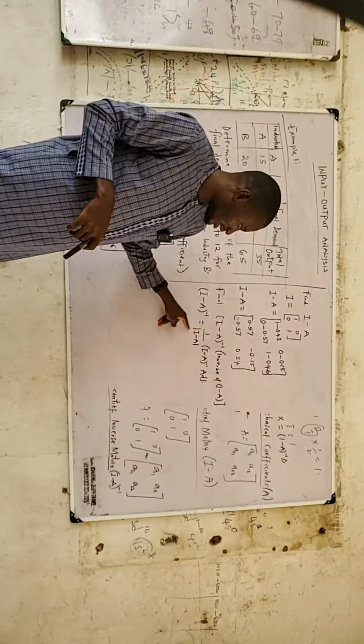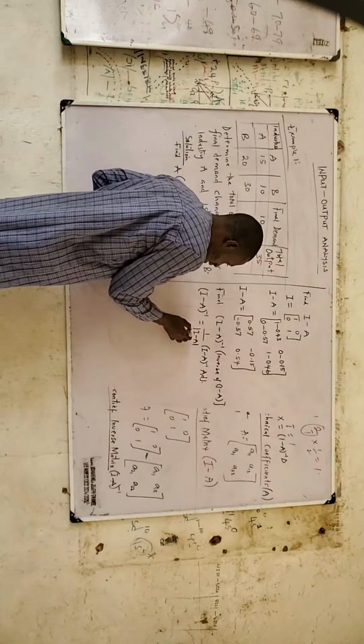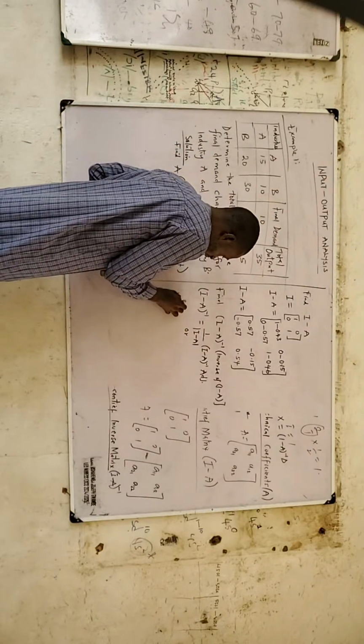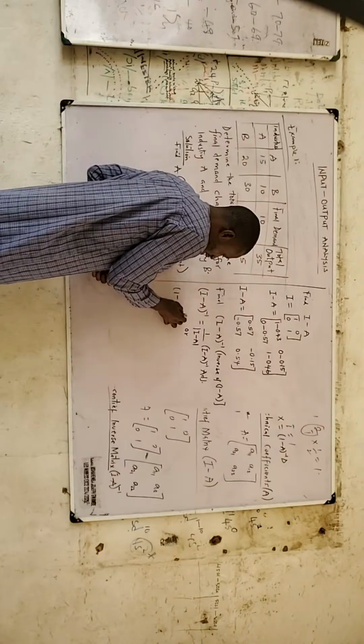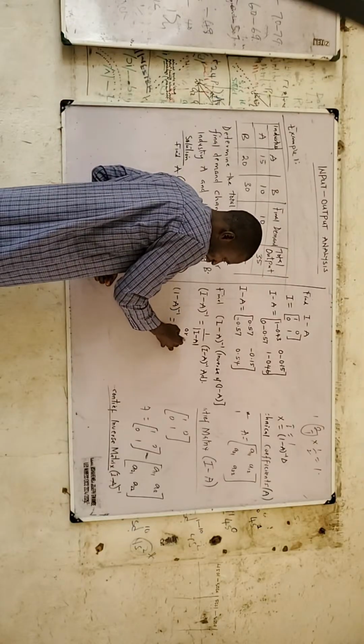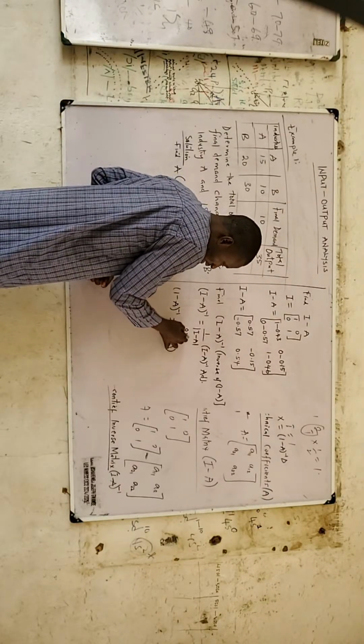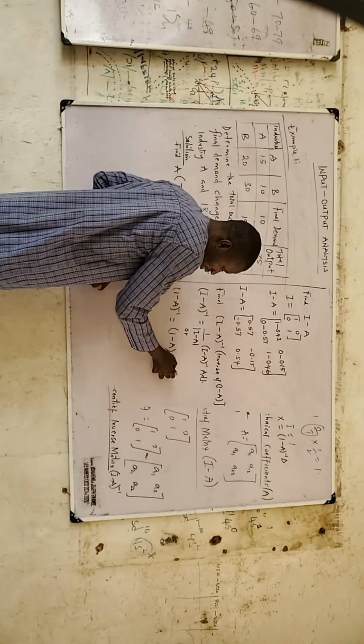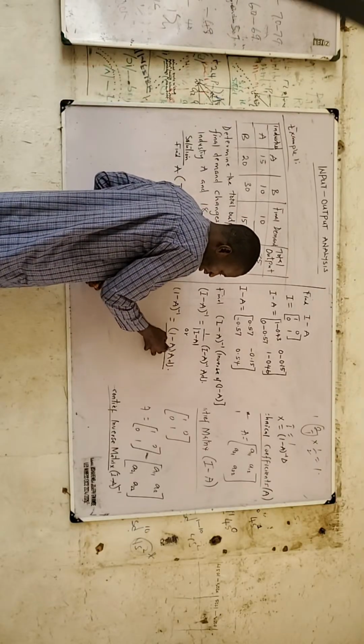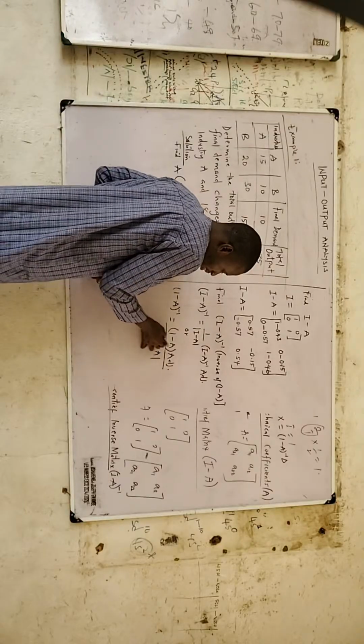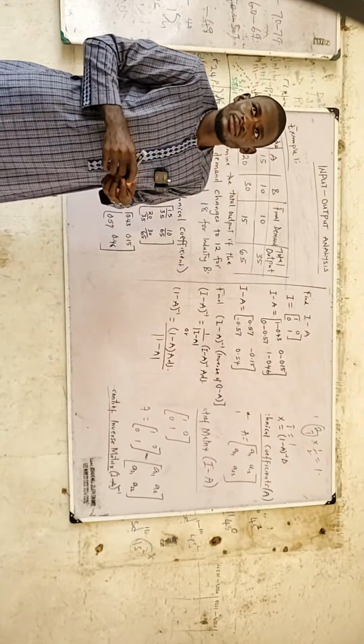Because 1 over the determinant is the scalar, this thing is the scalar. Or (I minus A) raised to negative 1 is equal to the adjoint of (I minus A), then divided by the determinant. It's the same thing.